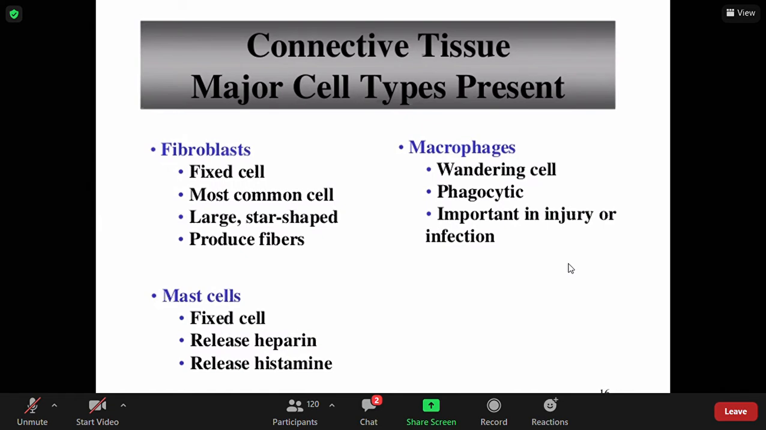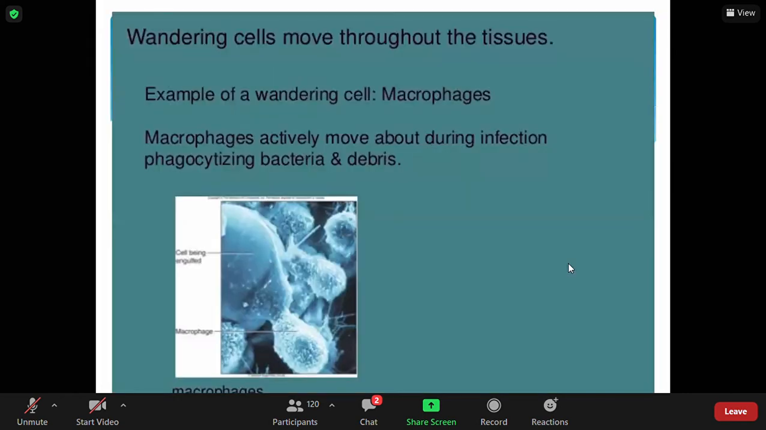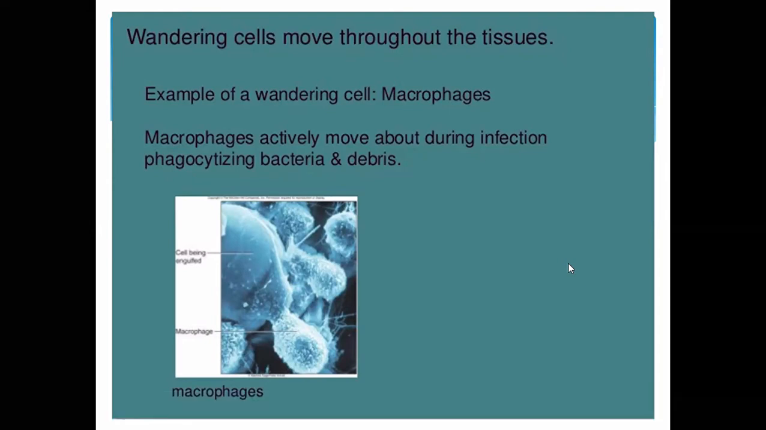Macrophages are wandering cells, as we said. They are phagocytic and therefore important in injury or infection. Okay, another picture of your wandering cells. Wandering cells move throughout the tissues. An example of a wandering cell is your macrophage. When they are fixed already in that particular tissue, they do not wander anymore. Macrophages actively move about during infection, phagocytizing bacteria and debris.